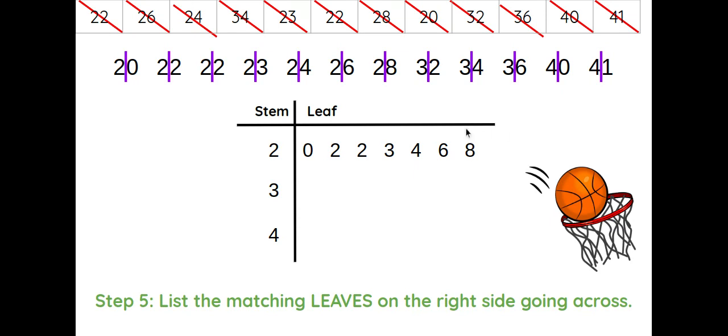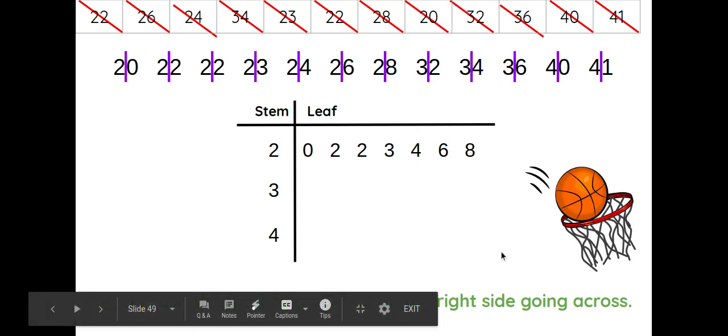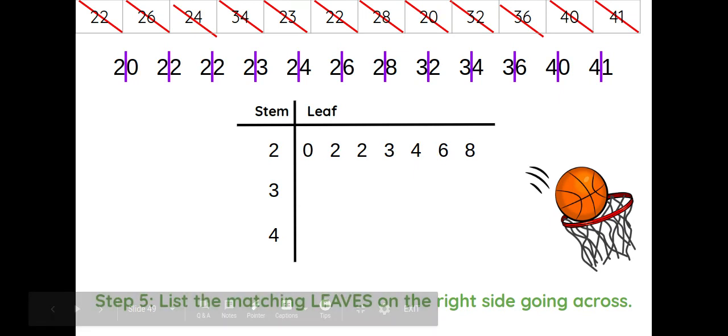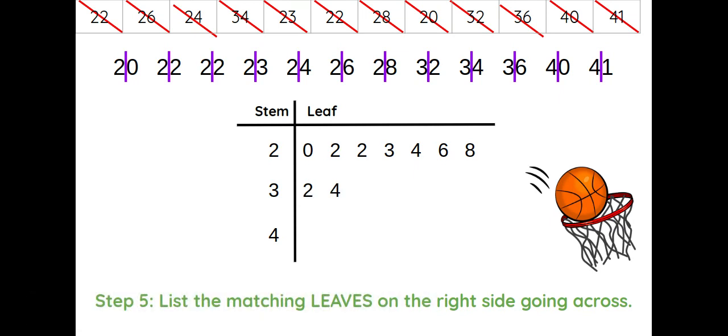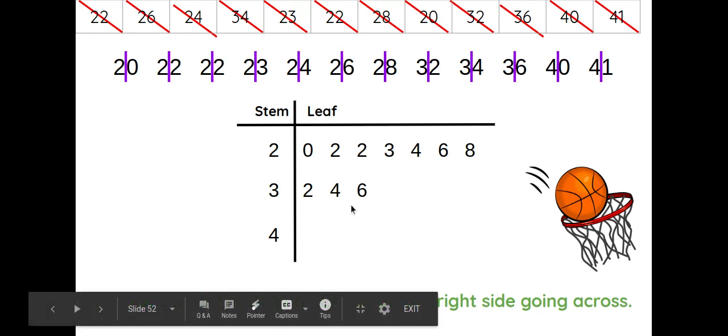So let's move on to our numbers in our 30s, which has the 3 as the stem. So we have 32, 34, and 36. So we're just going to write the leaves next to the 3, which are going to be 2, 4, and 6. So 2, 4, and 6 represent 32, 34, and 36.